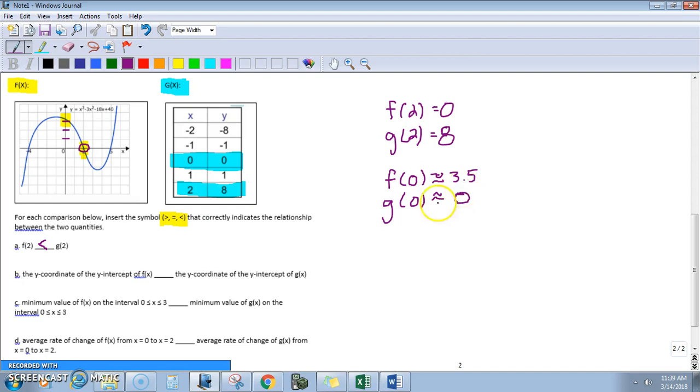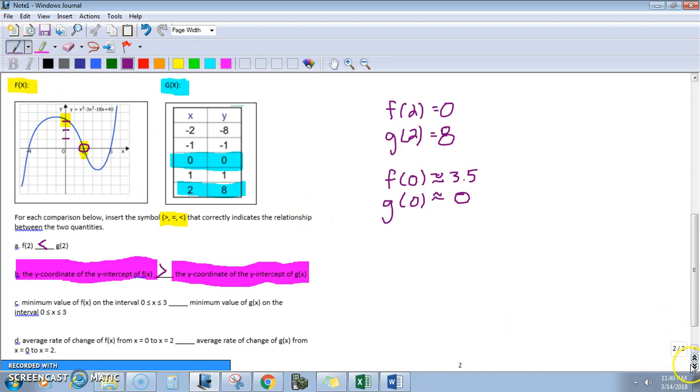0. So in this case, f of x is greater than g of x, so it's going to be that direction because this side is bigger than this side. So do you remember the alligator? The alligator is eating the bigger side, right?